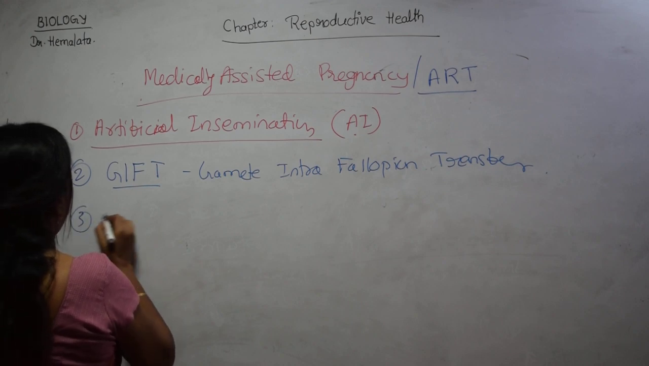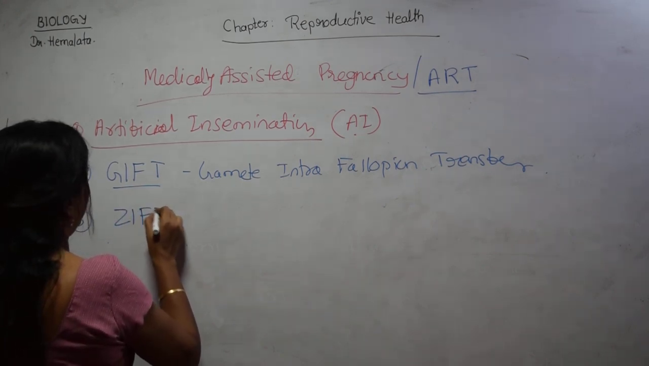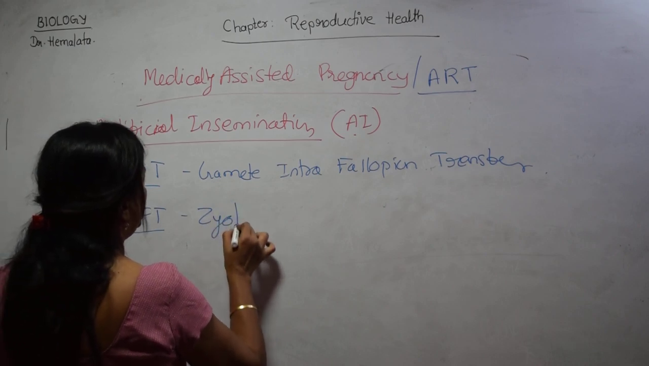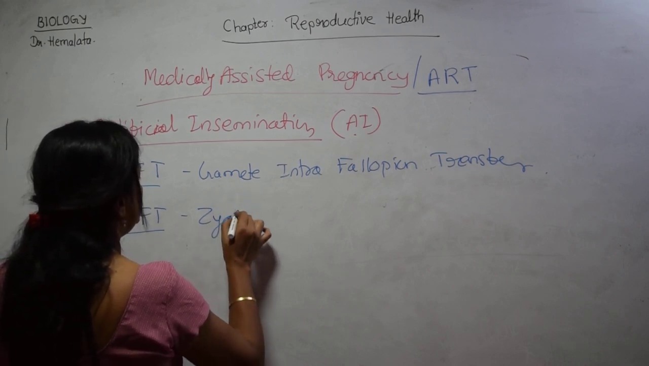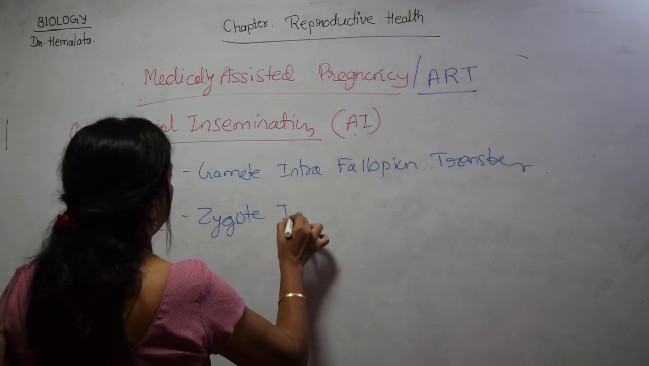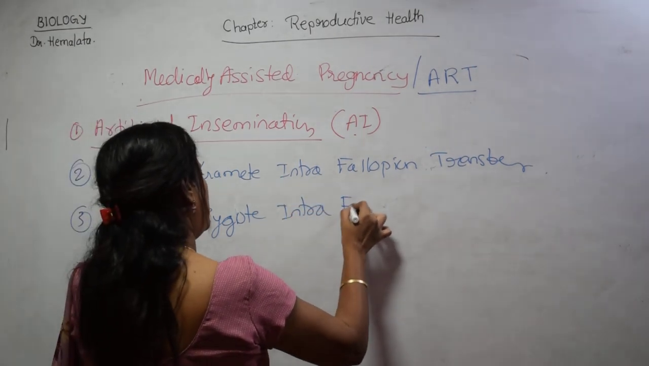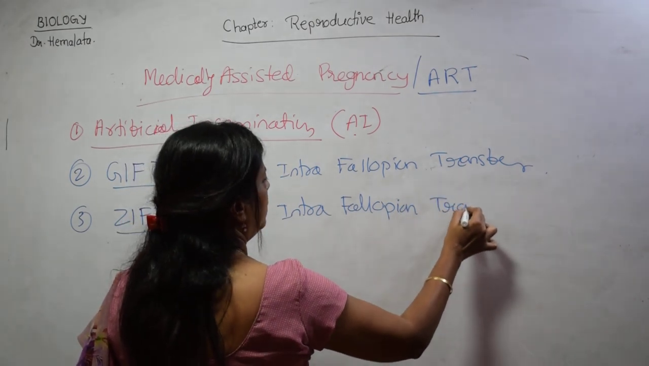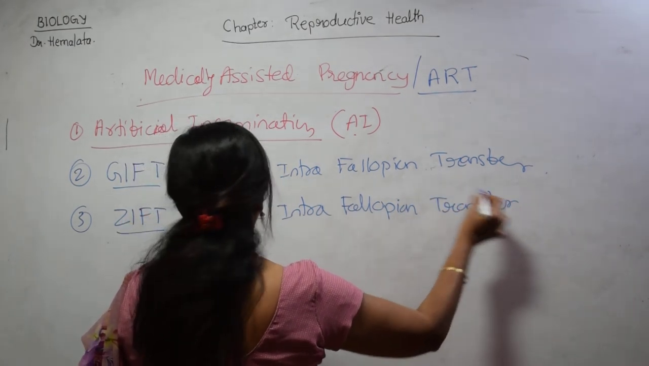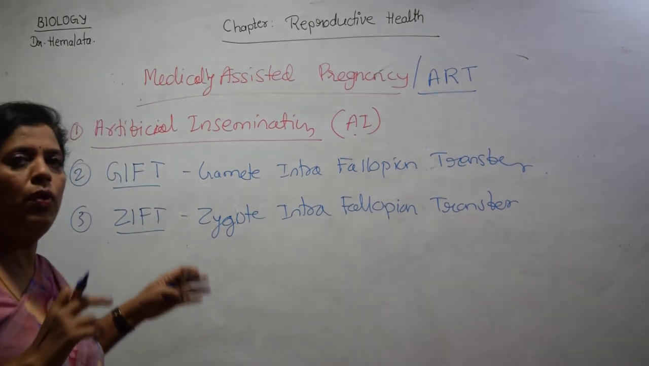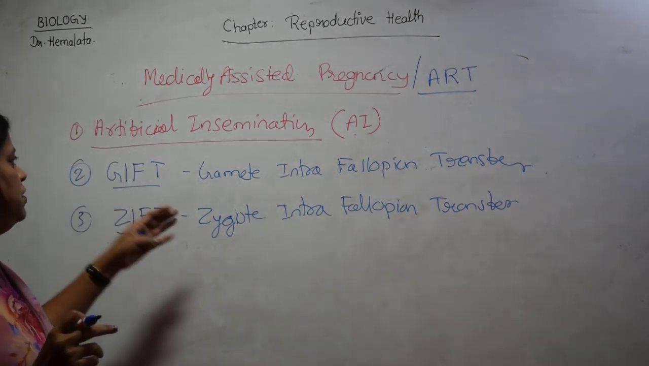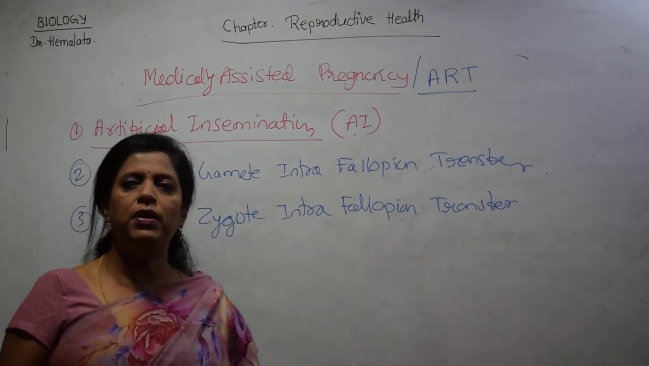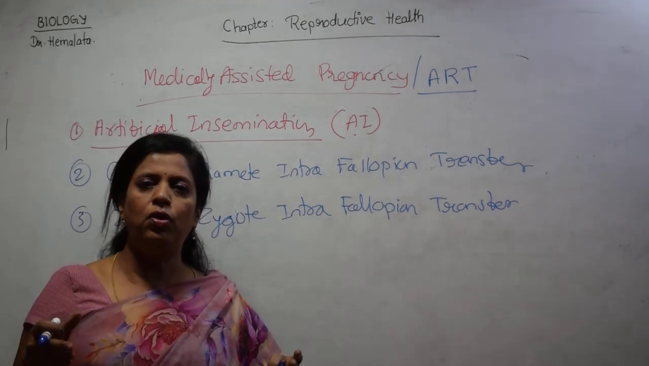Third one is called ZIFT. ZIFT is nothing but zygote intrafallopian transfer. They will ask you for this, what is the long form of GIFT or ZIFT, or AI. So what is zygote intrafallopian transfer? It is slightly more in depth.